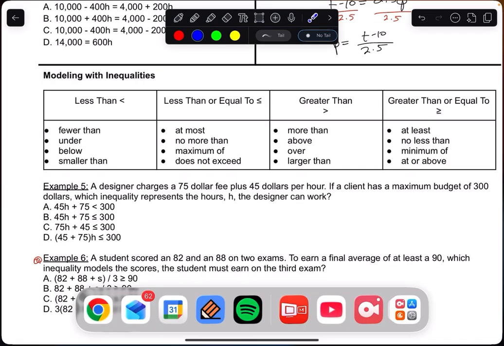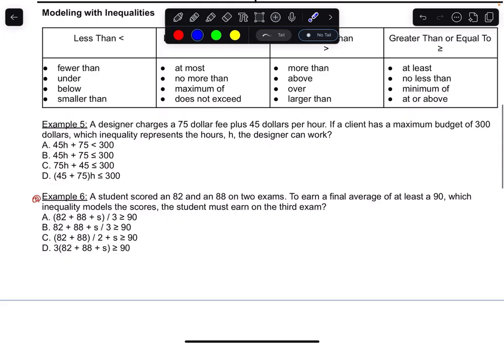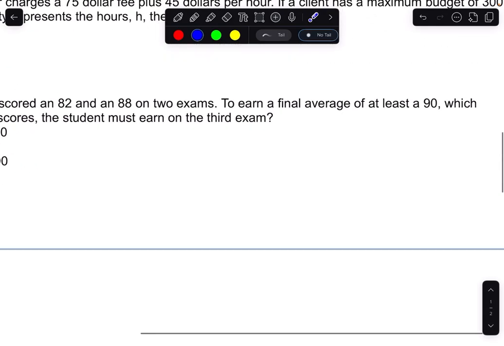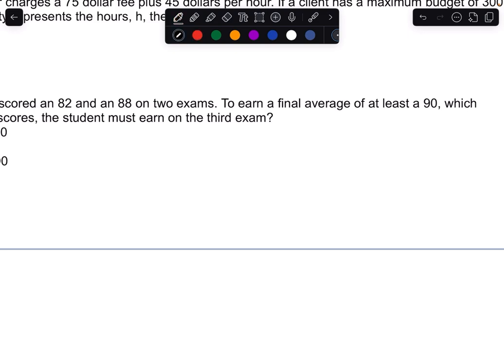Same thing here. On number 6, we got an 82 and 88 on the first 2 exams, but I want at least a 90. So what do I need to earn on the 3rd exam? That means if I want at least a 90 in the class, my grade better be above a 90. So we're stuck in the greater than camp. At least a 90 means I am satisfied, I am content if I at least get a 90. And 90 is good. So we're going to be greater than or equal to 90.